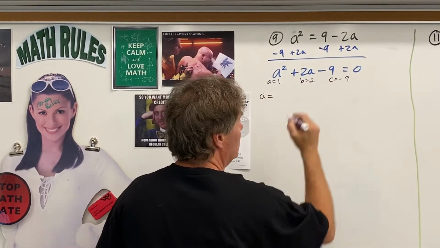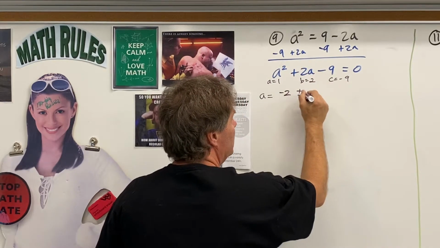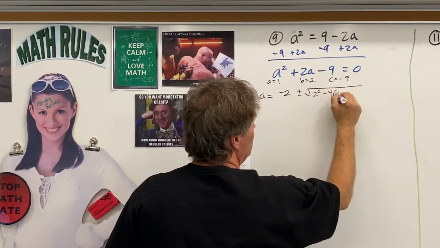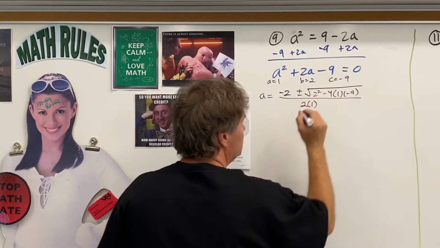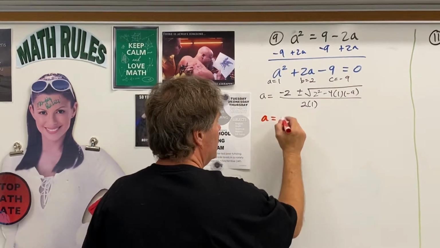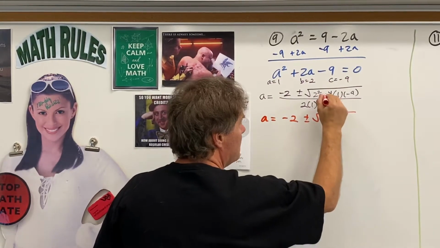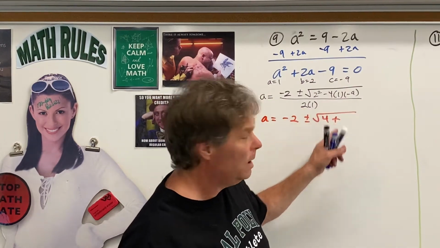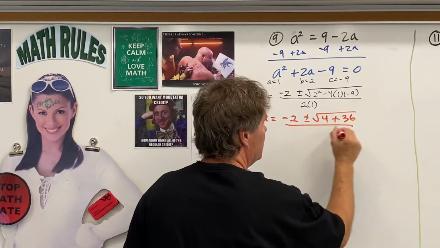It's going to be the opposite of b. So the opposite of 2 is -2, plus or minus the square root of b squared, which is 2 squared, minus 4ac, 4 times 1 times -9, the whole thing over 2a, which is 2 times 1. Okay? Now, that's going to give me a equals -2 plus or minus the square root of 4 minus... negative times negative nets out to be a plus. 4 times 1 times 9 is 36. The whole thing over 2.